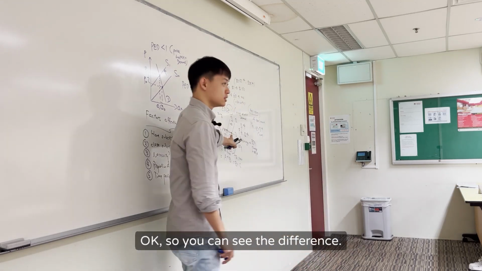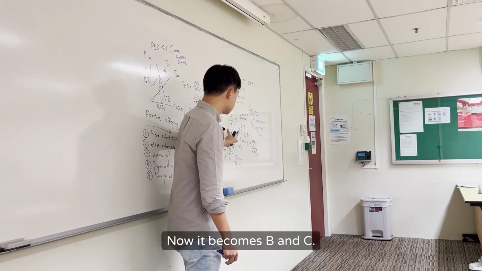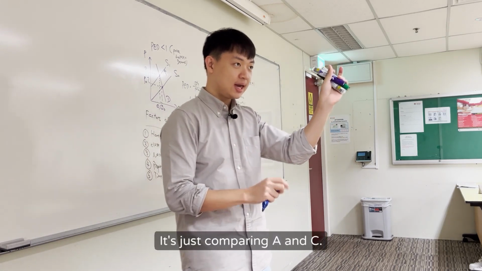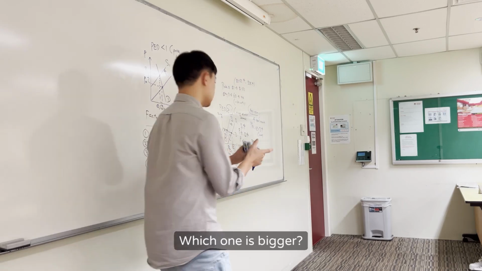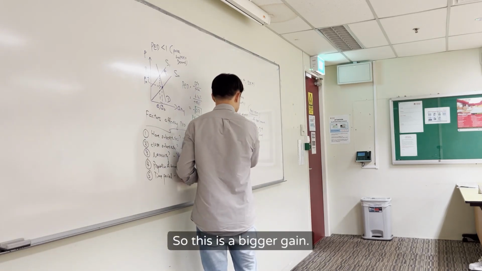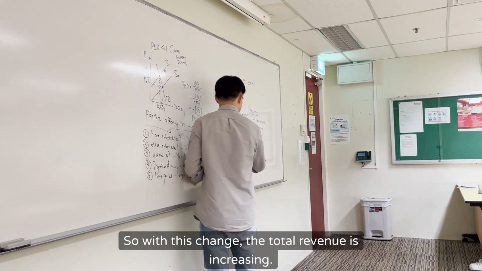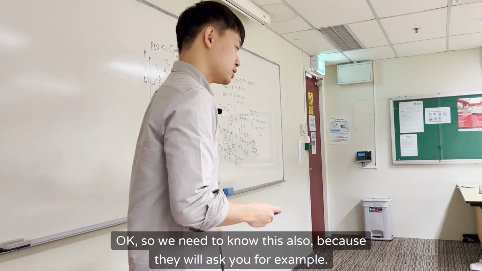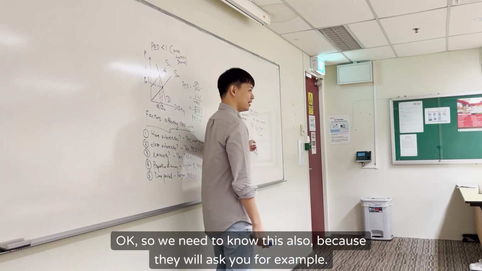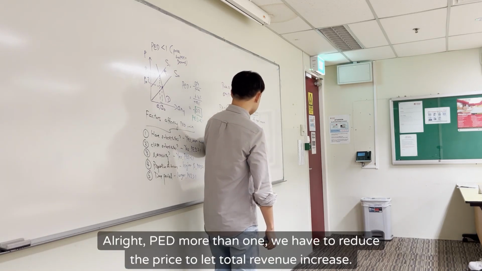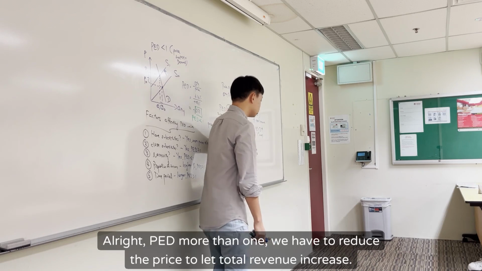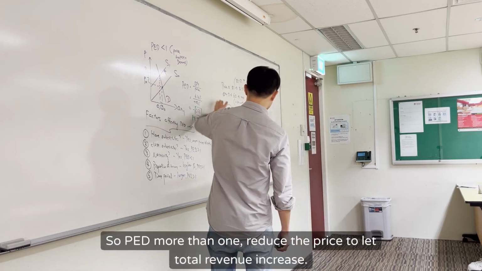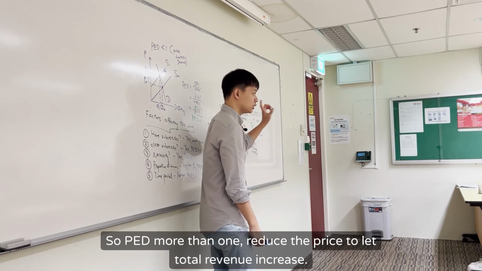So you can see the difference, right? It was A and B at first, now it becomes B and C. So B is always there, we don't care. So it's comparing A and C. Which one is bigger? C, right? So this is a bigger gain, this is a smaller loss. So with this change, the total revenue is increasing. We need to know this also because they will ask you for exam. So PED more than 1, we have to reduce the price to let total revenue increase. To keep it simple, PED more than 1, reduce the price to let total revenue increase.